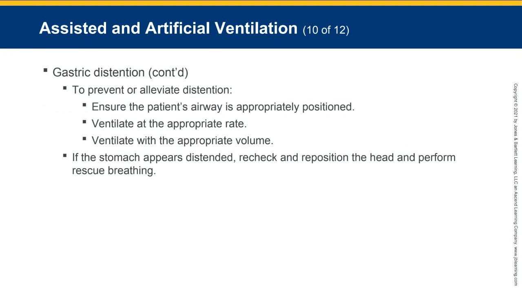To prevent or alleviate distension, ensure the airway is appropriately positioned, ventilate at the appropriate rate, and ventilate with the appropriate volume. If the stomach appears distended, recheck and reposition the head and perform rescue breathing. If there are still complications after that, then you may have to turn that patient on their side and put some pressure on the abdomen to push whatever is there up into the ear passage and then clear it.